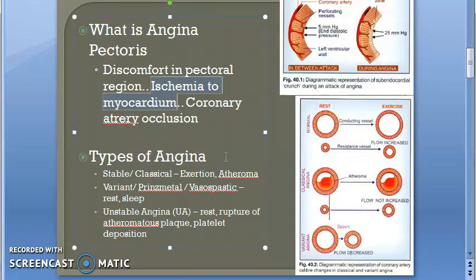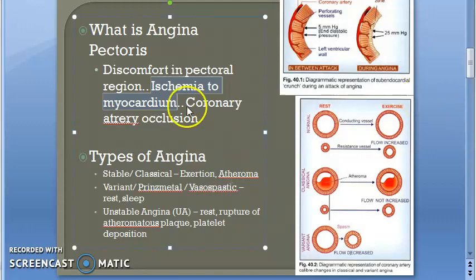Heart rate is more. The contractility of the ventricles could be more. The wall tension could be more, or there could be ventricular hypertrophy. So all these will increase the oxygen demand.